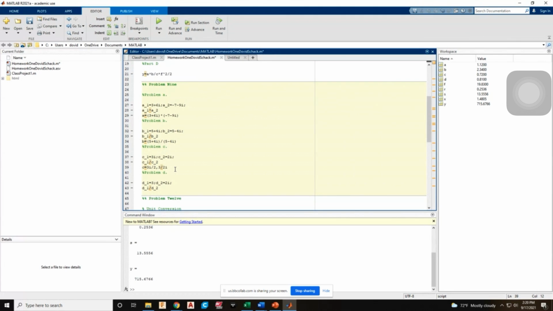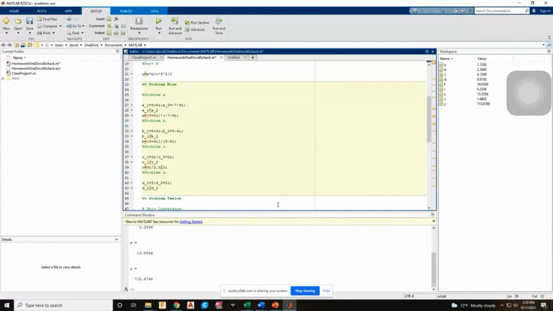I'm not asking for correction. I'm asking why is this not acceptable? Why is it not the same? If I put 3 divided by 2 times I, that would be acceptable. But 3 divided by 2I is not acceptable. Why?